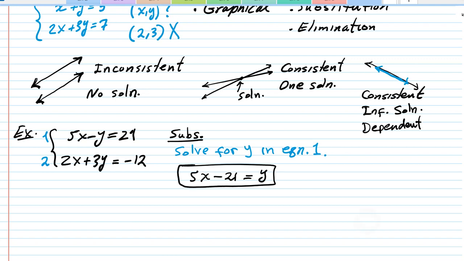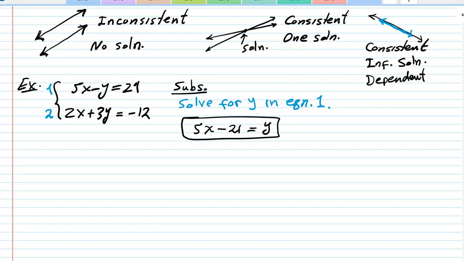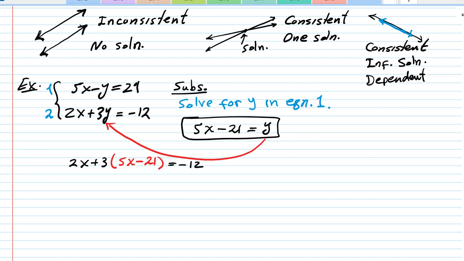Now, once you solve for a variable of your choice in the equation of your choice, then you can simply substitute, hence the name substitution. We're going to substitute for y in the other equation, not the same one. If you put it in the same equation, you get 21 equals 21, so that's not going to help us. So I'm going to substitute in the second equation. The expression becomes 2x plus 3y, but then y is 5x minus 21. Correct? Equals negative 12.